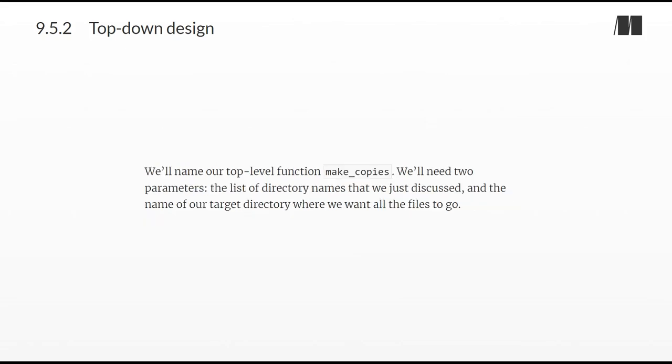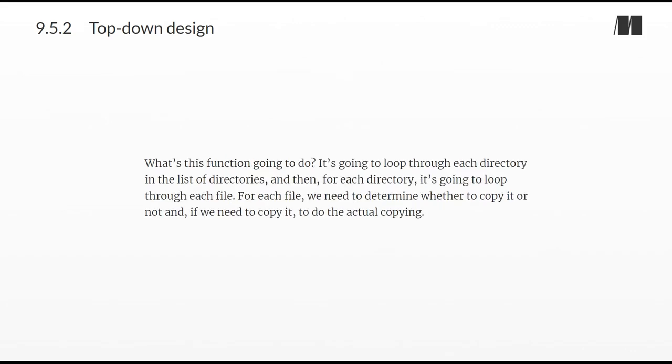We'll name our top-level function makeCopies. We'll need 2 parameters, the list of directory names that we just discussed, and the name of our target directory where we want all the files to go. What's this function going to do? It's going to loop through each directory in the list of directories, and then, for each directory, it's going to loop through each file. For each file, we need to determine whether to copy it or not, and, if we need to copy it, to do the actual copying.